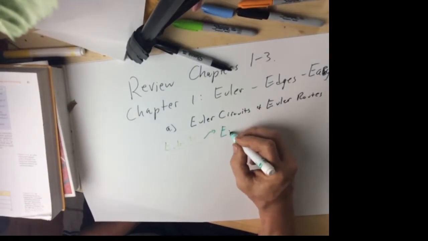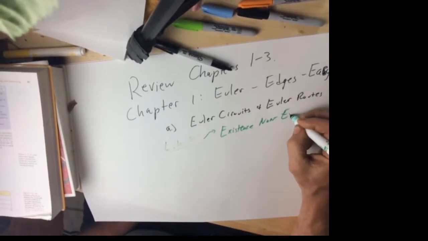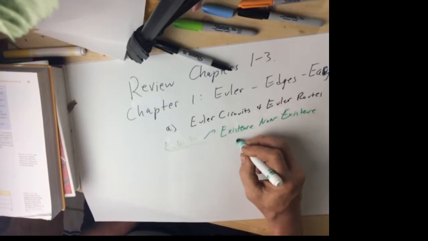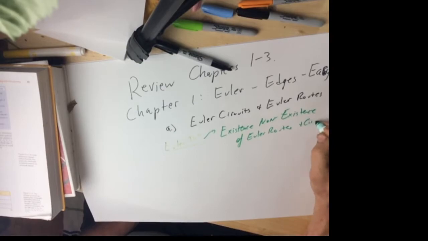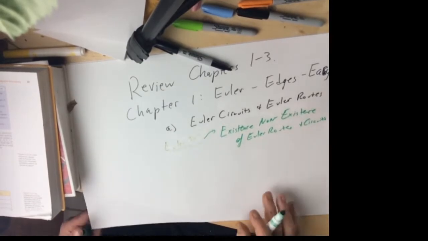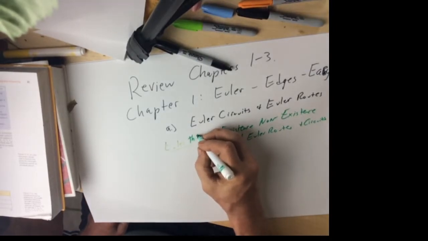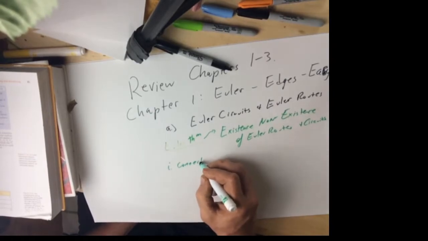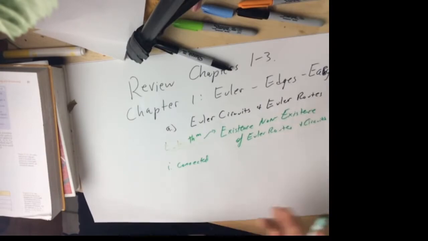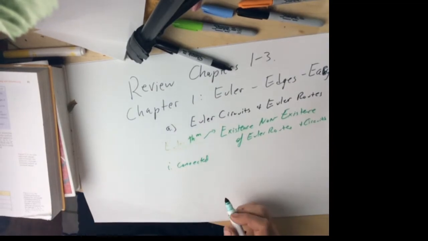It tells you about the existence or non-existence of Euler routes and circuits. But it doesn't tell you how to build them. So Euler's theorem says we start with a connected graph. So it can't be a map of Hawaii and a map of Maui, and you expect to find a circuit around Maui and Hawaii without a road between them. You have to have a connected graph.